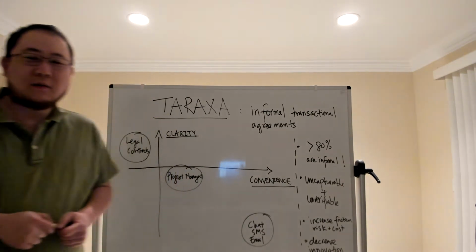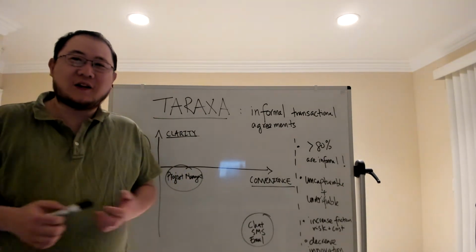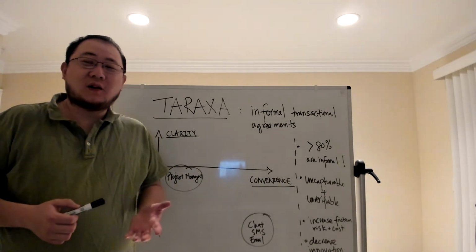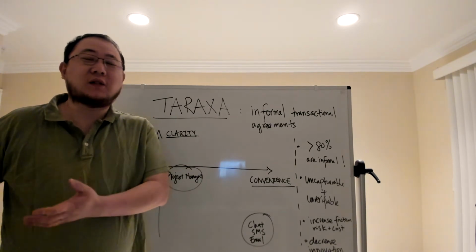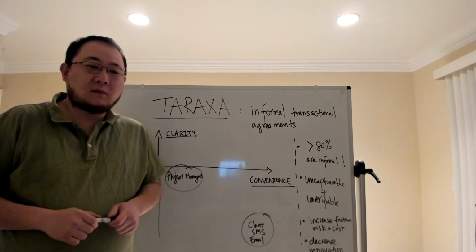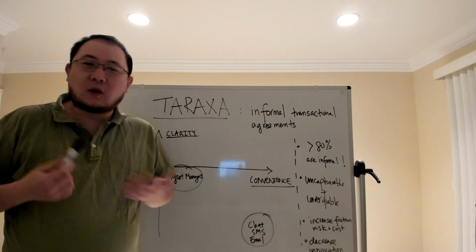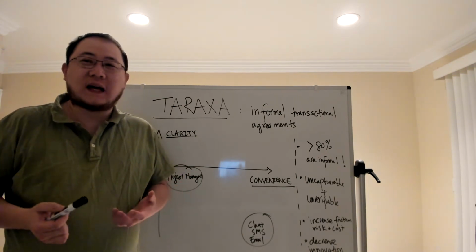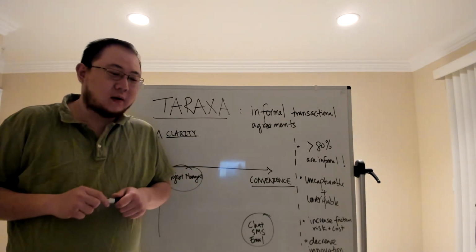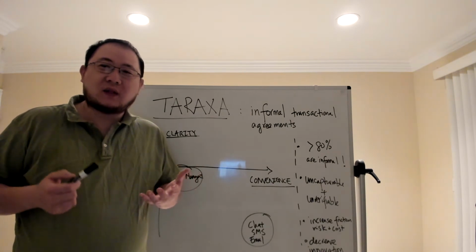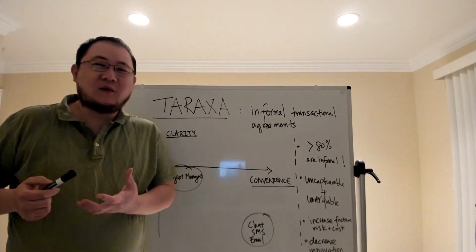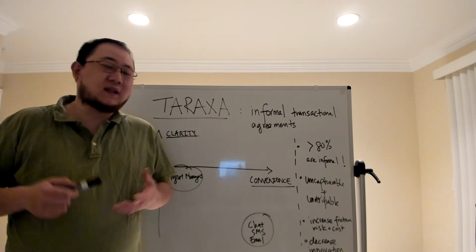Okay, so if you've been following Taraxa, you know that Taraxa was designed to track informal transactional agreements and data. So, what does that mean? What is an informal agreement or informal transaction? What are we talking about here? Well, I think it's best to perhaps give a few examples of different types of transactional agreements.